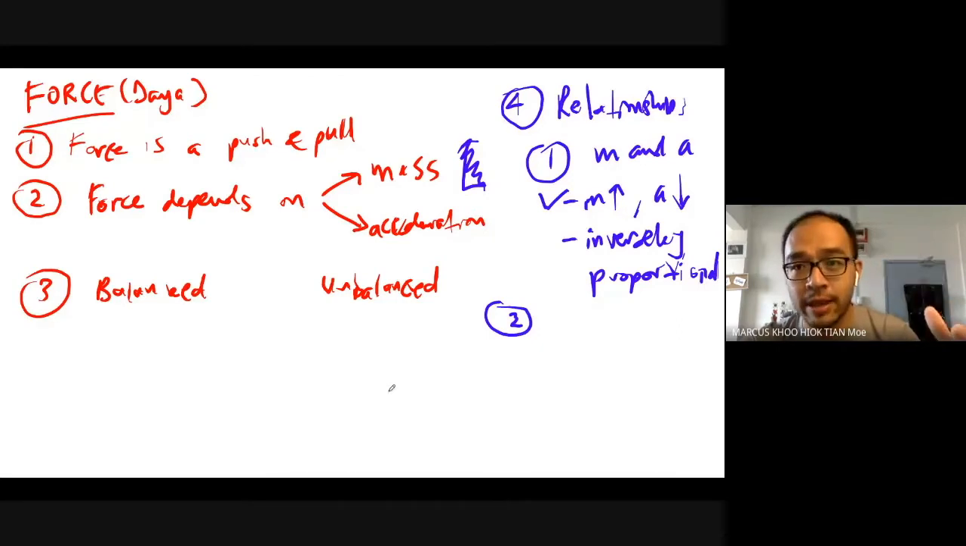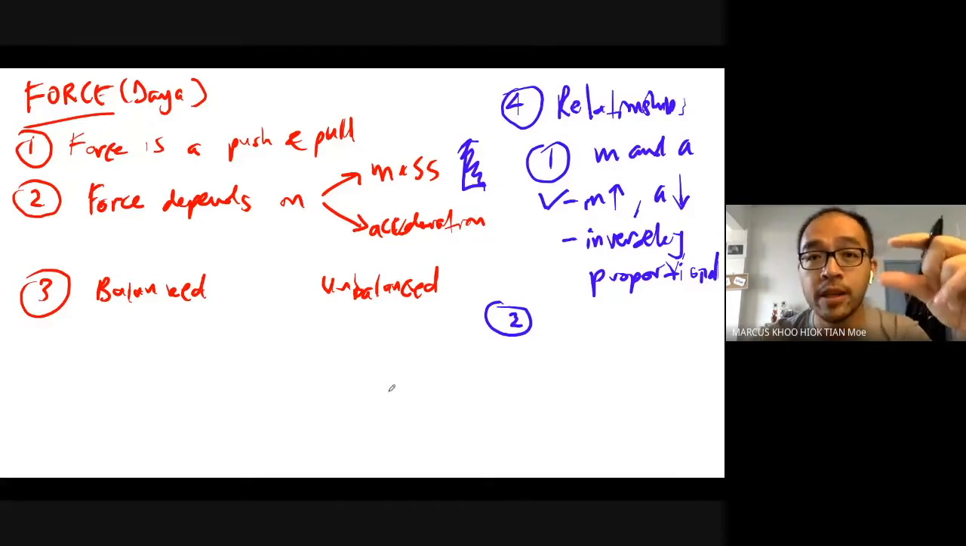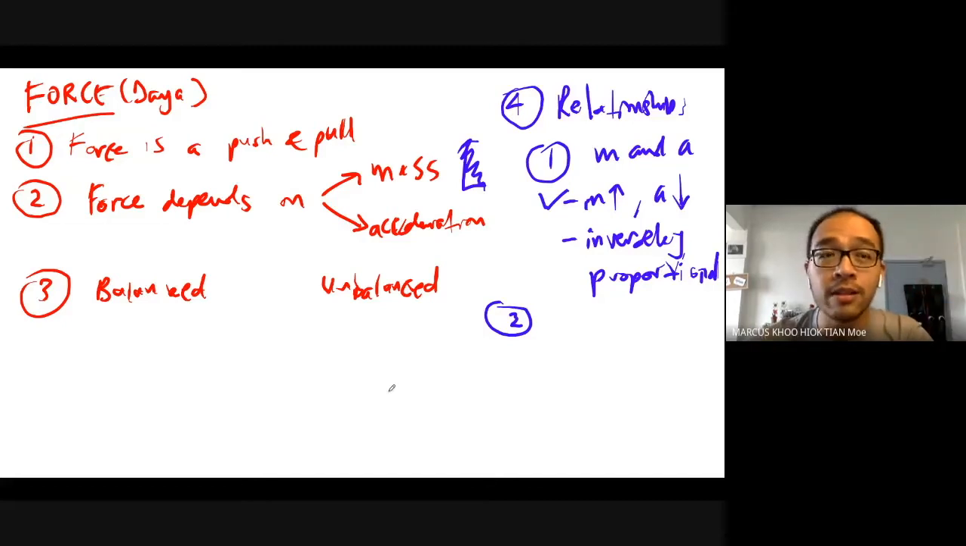Because she has less mass. The bigger the mass, the smaller the acceleration. Okay, it's very logical. You think about it. Somebody who has bigger mass is going to find it harder to become faster. That's basically acceleration. The second relationship is the relationship between force and acceleration.